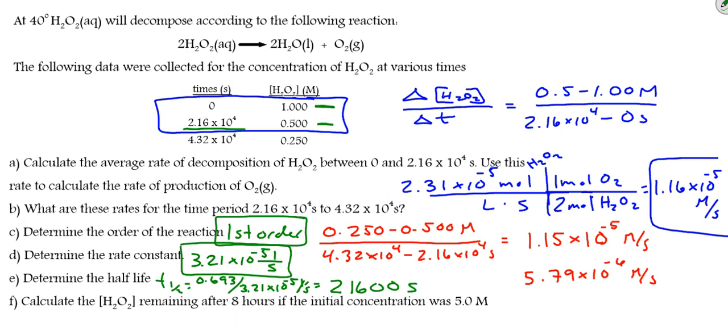Lastly, it says calculate the concentration remaining after 8 hours if the initial concentration is 5.0 molar. That's where you have to plug it into an integrated rate law. So I'll give you a little bit of a hint. You're going to plug it in to this equation right here. Think about time units, please, and calculate how much will be remaining after 8 hours. So pause it and give it a shot.